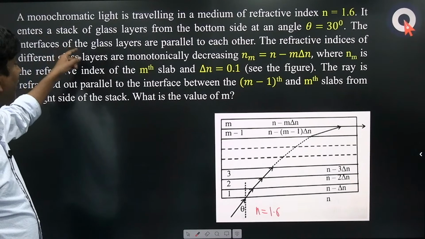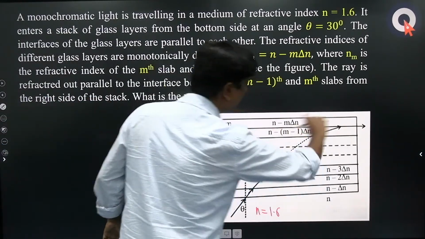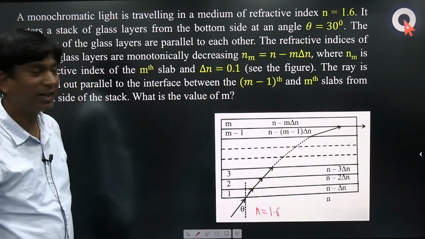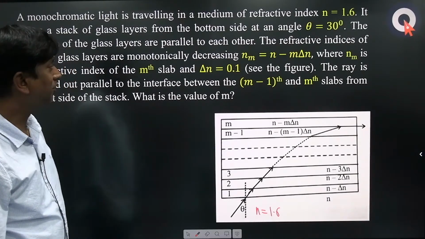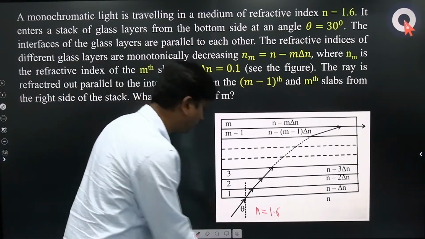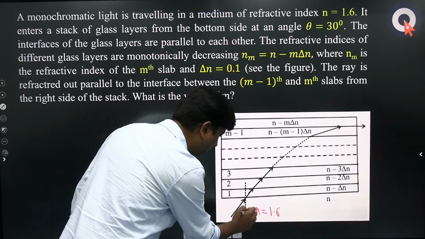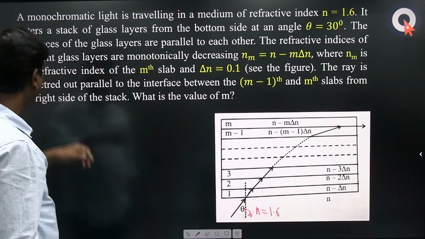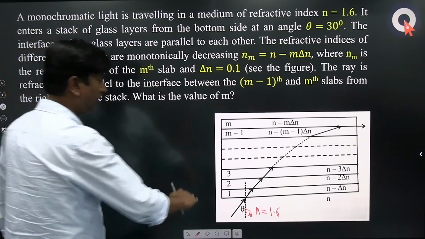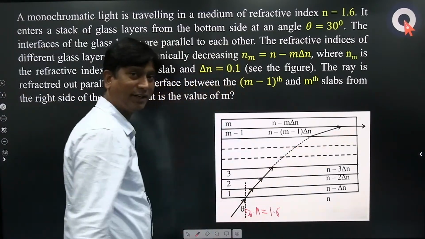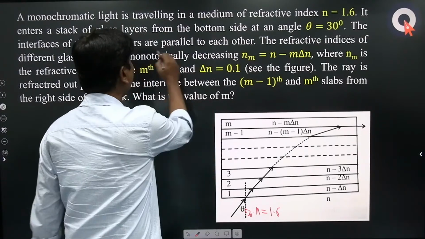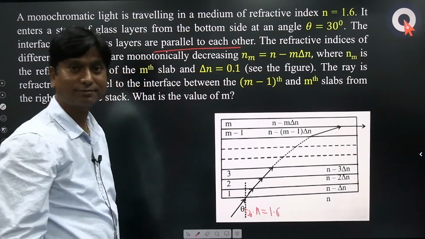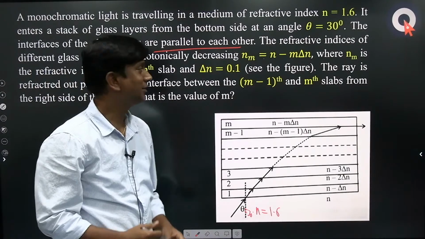It enters a stack of glass layers. There are so many glass layers like this. Entering a stack of glass layers from the bottom side at an angle of 30 degrees. So here it is entering at an angle of 30 degrees. Next, the interfaces of the glass layers are all parallel to each other.